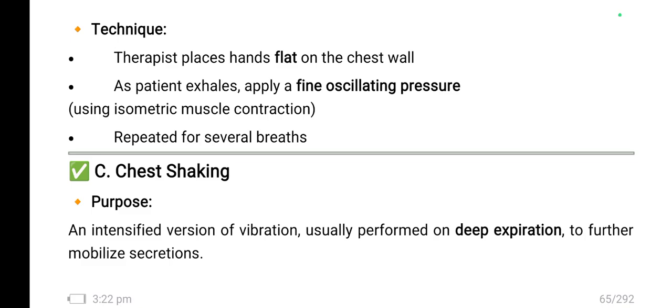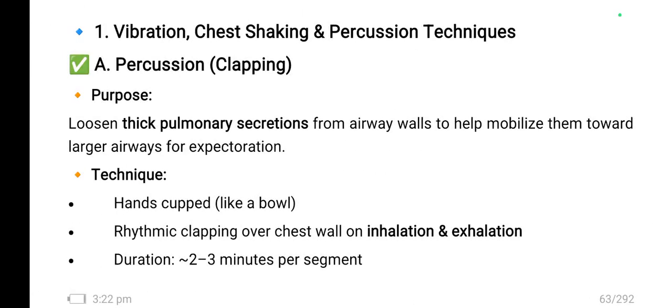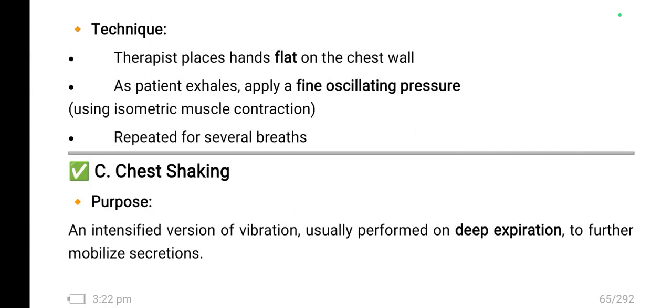And the next is chest shaking. The purpose is to provide an intensified version of vibration, usually performed on deep expiration, to further mobilize the secretions. Technique: the therapist places both hands on the chest and applies a gentle bouncing shake during expiration. Use cautiously in frail or elderly patients. So these were percussion, vibration, and chest shaking techniques.